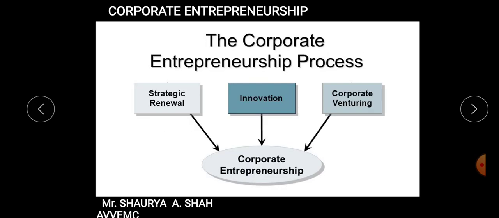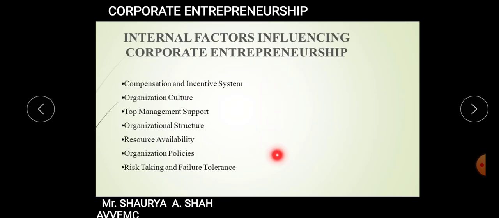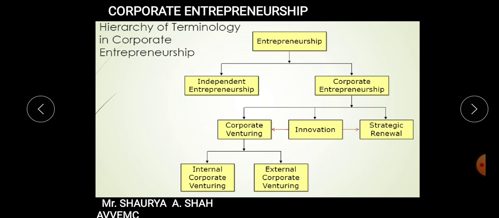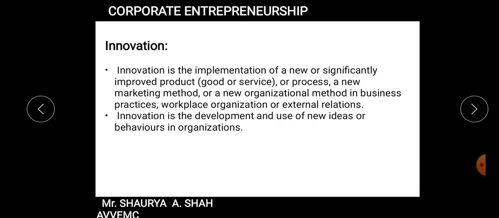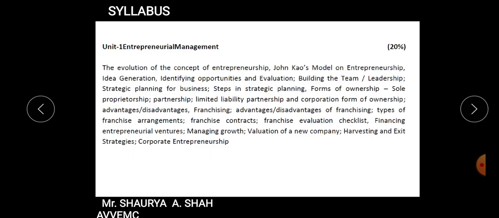So what we have done today, students, is your corporate entrepreneurship. We started with the internal factors, 7 factors influencing your corporate entrepreneurship. Then we saw the 4 main barriers to your entrepreneurship. Then the hierarchy of terminology, we completed all this part. Fine, you need to study it in brief. The process, it is known as, and the strategic renewal. I hope it is clear. Fine. So this was your unit 1, students. We have completed, right? Again, a very lengthy unit, but each and every topic you need to do it in brief.